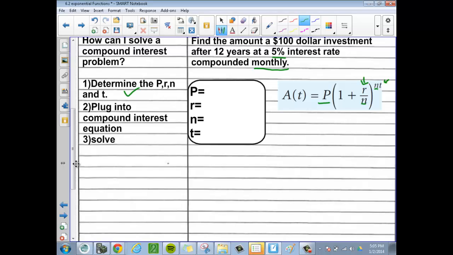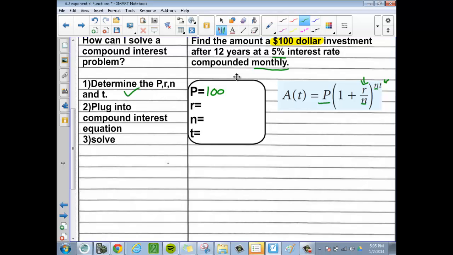Well, the P represents the principal, or the initial amount of money that you invested or want to put into this investment. So in that situation, I think that's that $100 right here. We want to invest the $100 in this. So that's our P right there, $100.